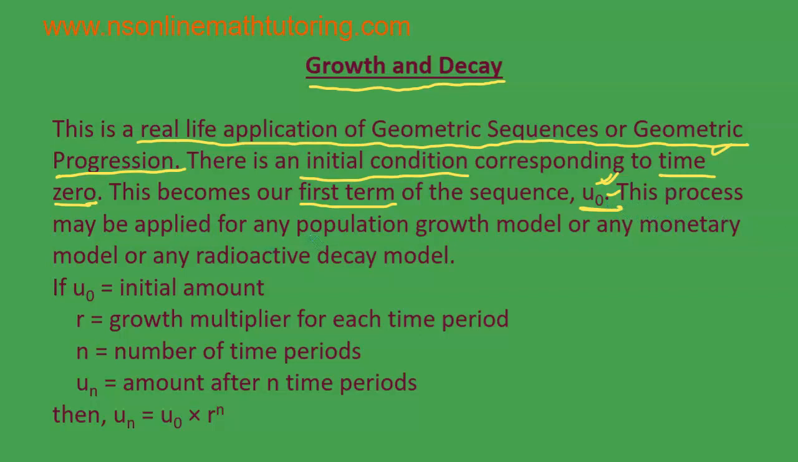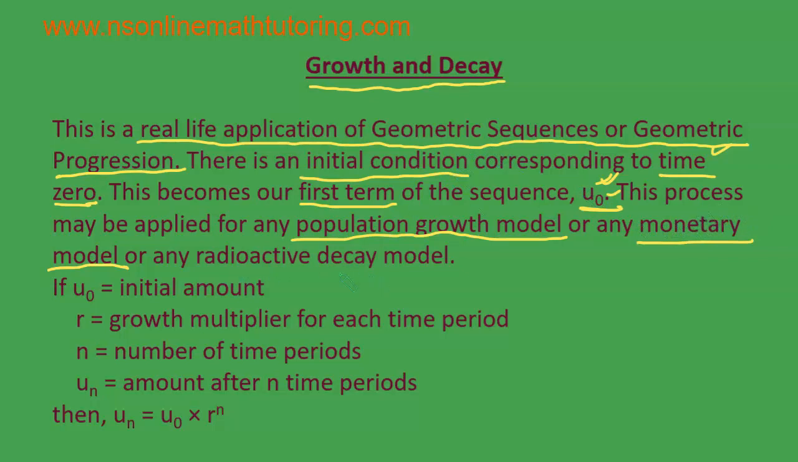This process may be applied for any population growth model. For animals and human beings, the population may be increasing. For endangered species, it may be decreasing. For a monetary model, suppose someone is working in a firm or company where the salary increases every year by a fixed rate. It is a very good company, and we all want to work in those companies. That will be a monetary growth model. Obviously, we want to receive more and more money.